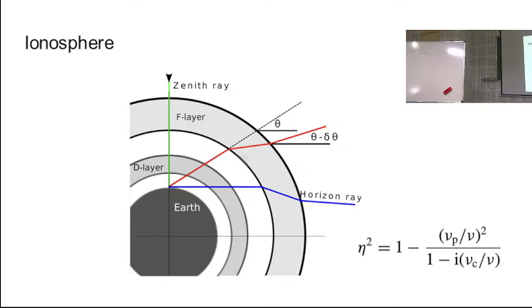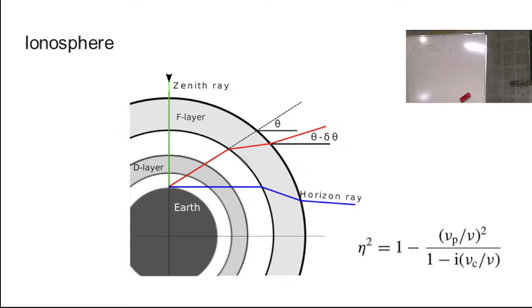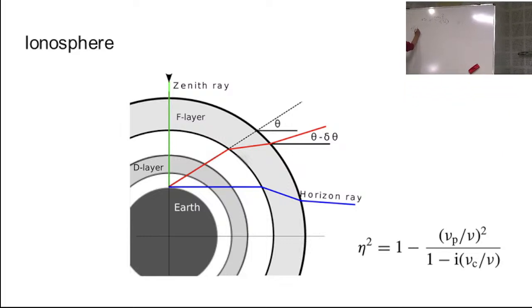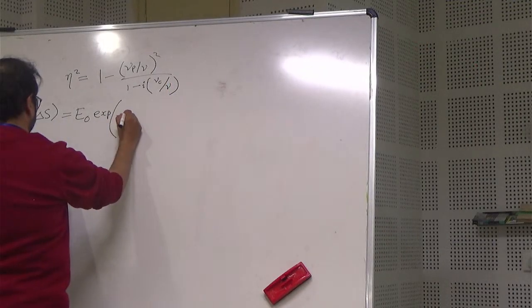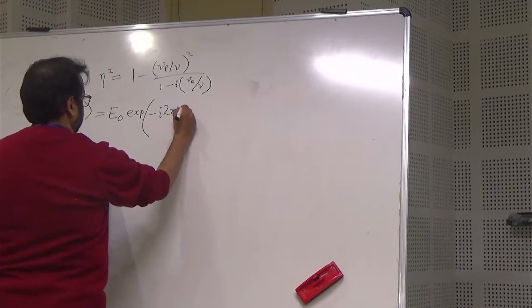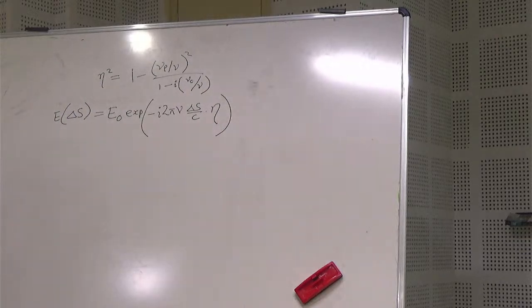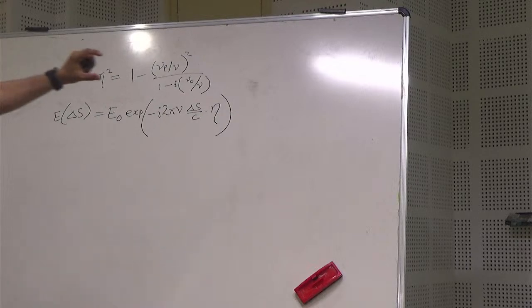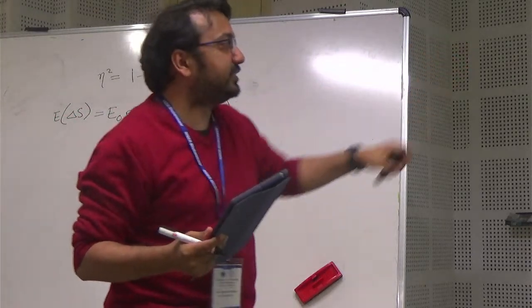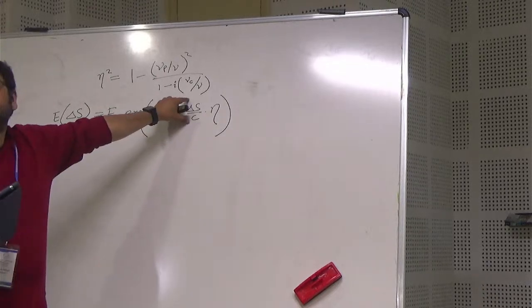So the question is, how do they change the incoming sky signal? And we are talking about this in terms of electricity. For a distance of delta S, what you are looking at is this. Delta S is the incremental length that the signal travels, and delta S by C is basically the delay.